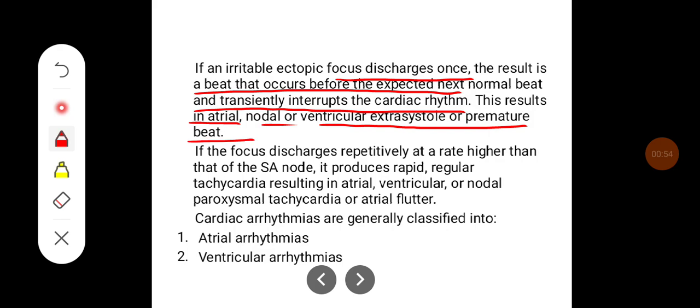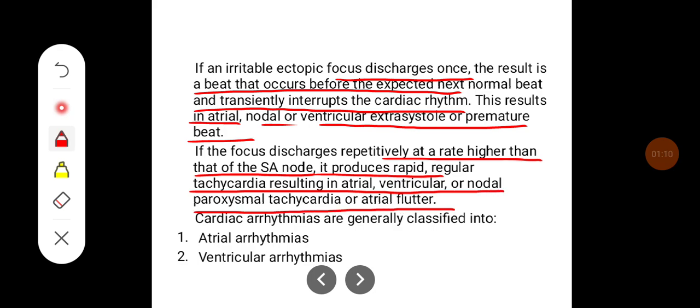If the focus discharges repetitively at a higher rate than the SA node, it produces rapid regular tachycardia, resulting in atrial, ventricular or nodal paroxysmal tachycardia or atrial flutter.